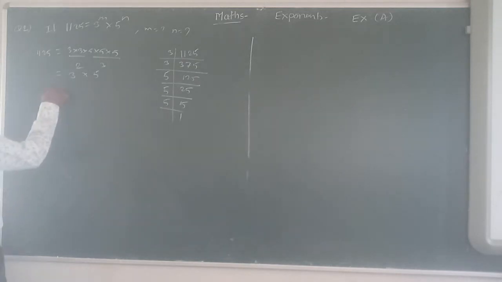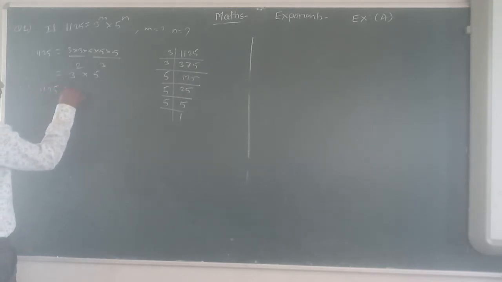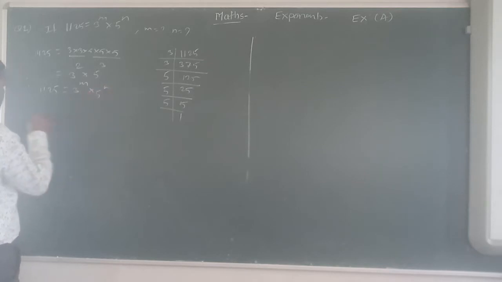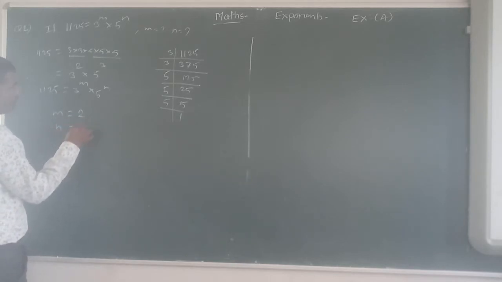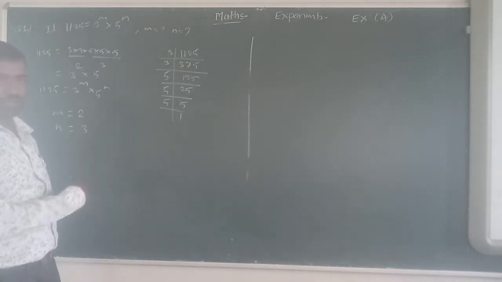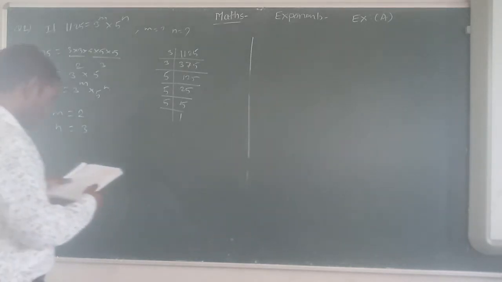Okay, we can compare. Therefore 1125 is equal to 3 raised to m into 5 raised to n. Therefore m is equal to 2 and n is equal to 3. That means you have understood. After that we will see question number 3.